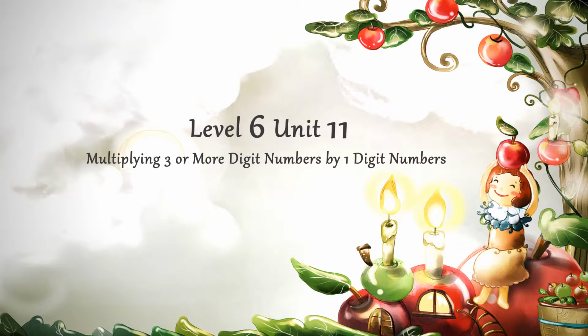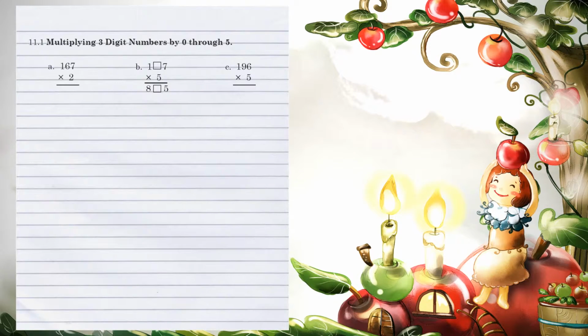Unit 11, multiplying 3 or more digit numbers by 1-digit numbers. Unit 11.1, multiplying 3-digit numbers by 0 through 5. Example A, we have 167 times 2.